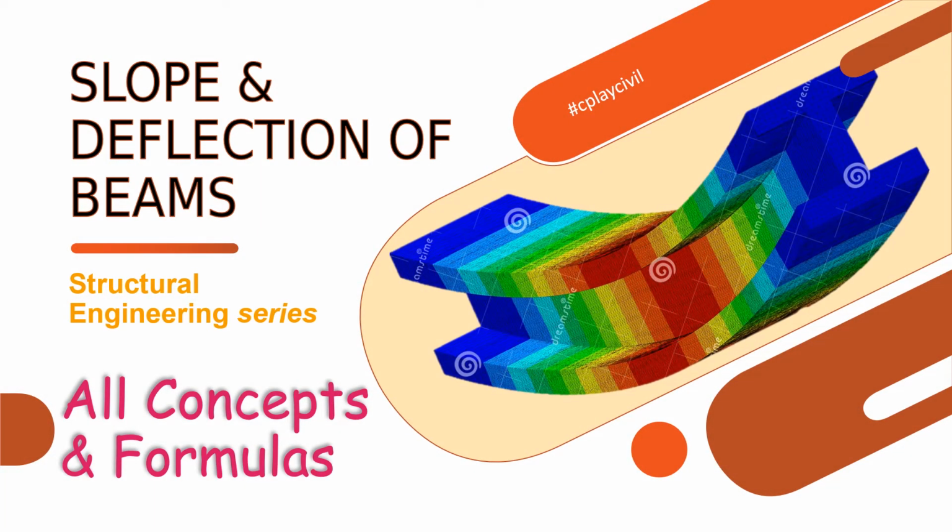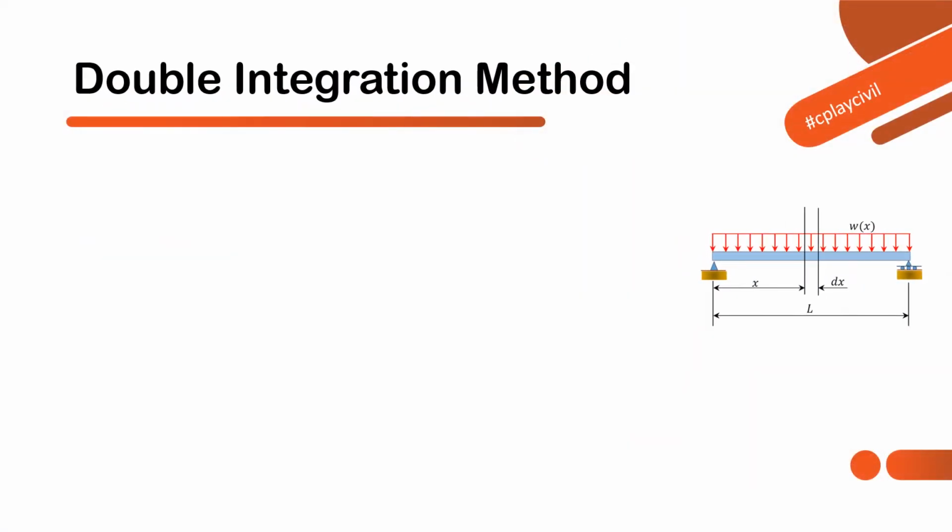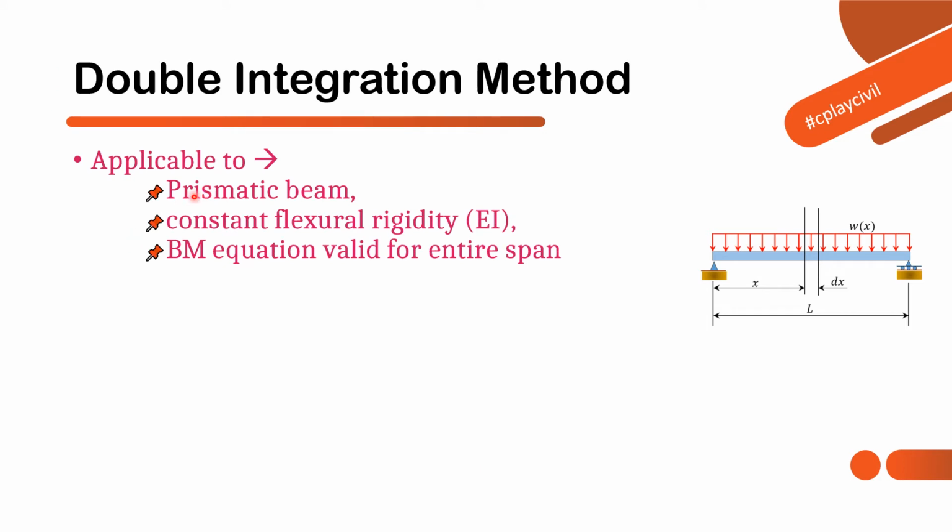Hey guys, today in this video we shall see the concepts behind the methods to determine slope and deflection of beams and also the important formulas. Let's start with the double integration method. This method is applicable to prismatic beams. So what is a prismatic beam actually?